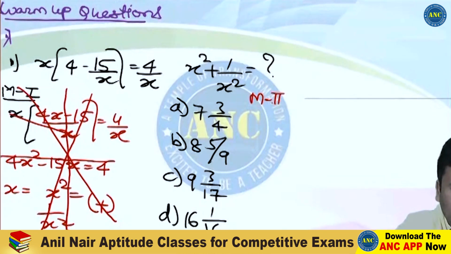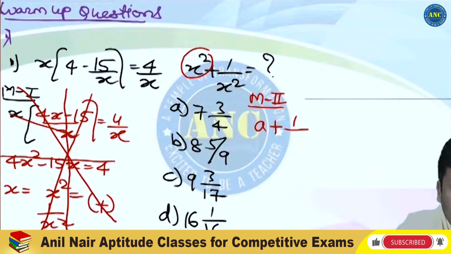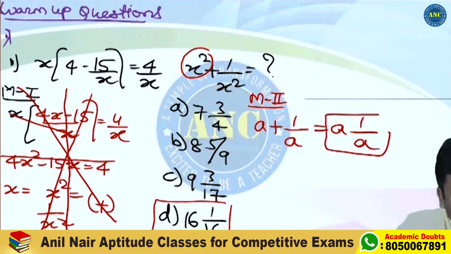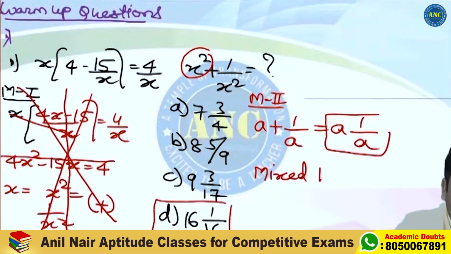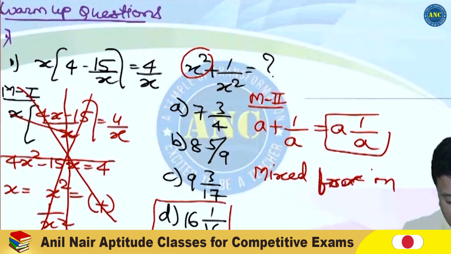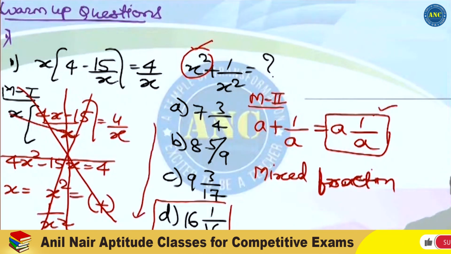If Anil Nair students are solving the question, how I see it is: x square is a, 1 by x square is 1 by a, plus 1 by a is a 1 by a. Only one option is of the form a 1 by a. He is not asking the question based on quadratic equation. He wants to know whether you know the definition of mixed fraction. X square is a, 1 by x square is 1 by a, plus 1 by a is a 1 by a. Only one option is of the form a 1 by a.